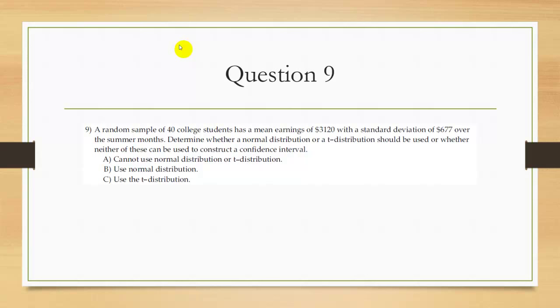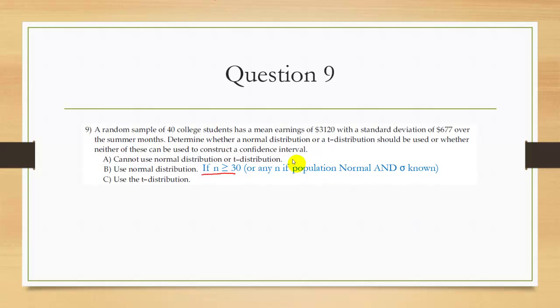We have here a random sample of 40 college students that has a mean earnings of blah, blah, blah, standard deviation of this. Determine whether the normal distribution or the t-distribution should be used or whether none can be used. All right, this question is really just asking you to remember the rules. And here are the rules. You can use the normal distribution under 2 cases. Either if we have a large sample, which is usually what we're looking for, or in one particular case, if you have any sample size, so even a small sample, if the population is normal and you know sigma.